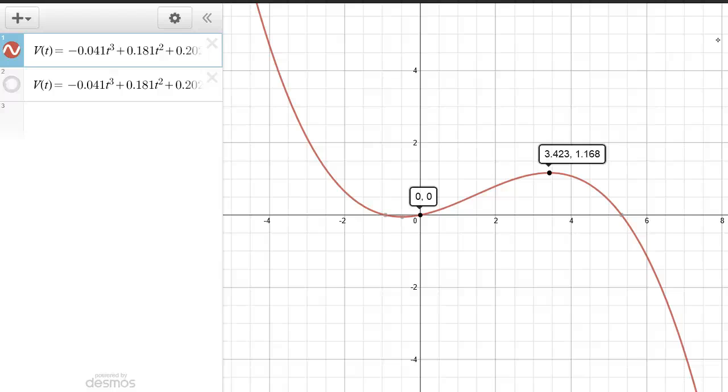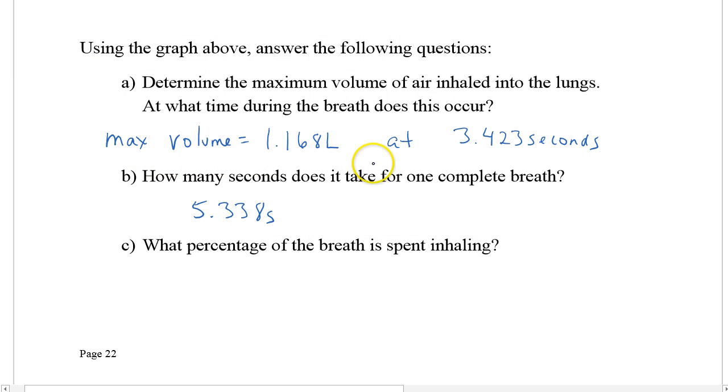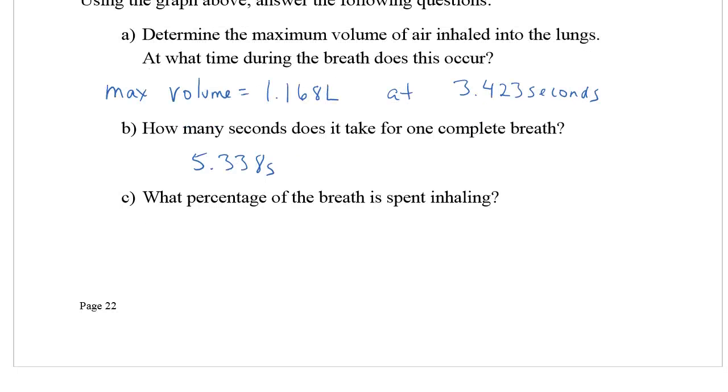And the second question is, how long for a complete breath? So this would be starting from 0, and I guess here you're exhaling, and then that's where the breath would be over. So I guess that would be 5.338 seconds. So I've written here the max volume at this time and the number of seconds it took for one complete breath.